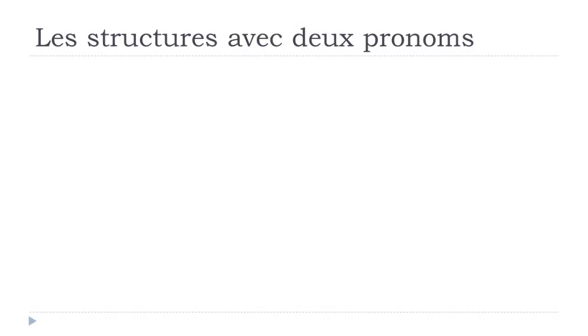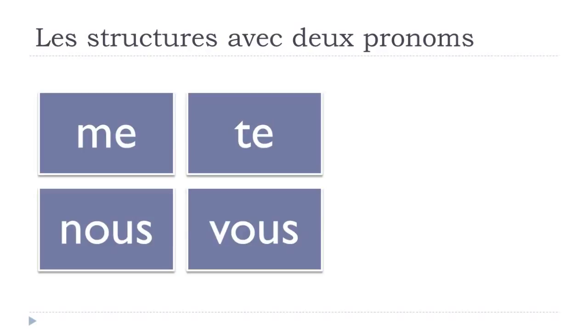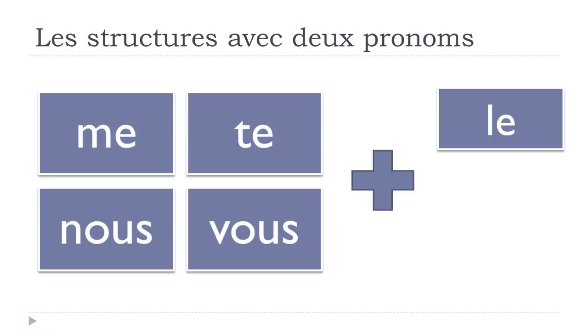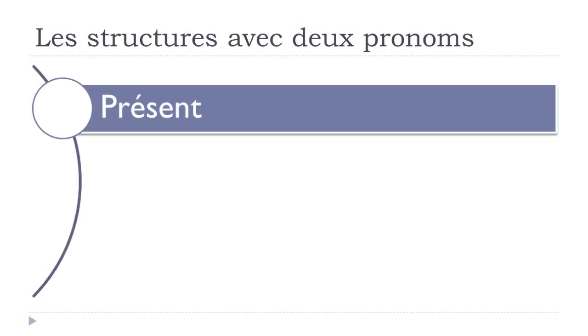And then the rule is quite simple. If you've got first me, te, nous, vous, they will come first, and after that you will put le, la, and les, okay? That's the rule. If you've got le, la, and les, it will come all the time after me, te, nous, and vous. Okay, let's see that more precisely.